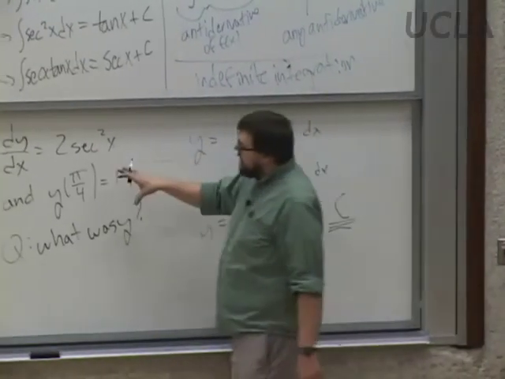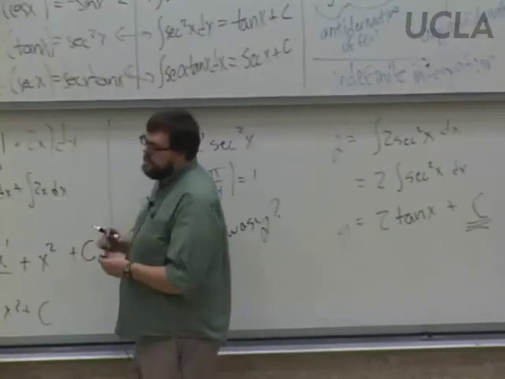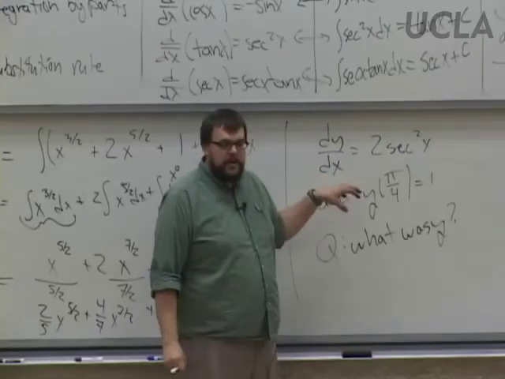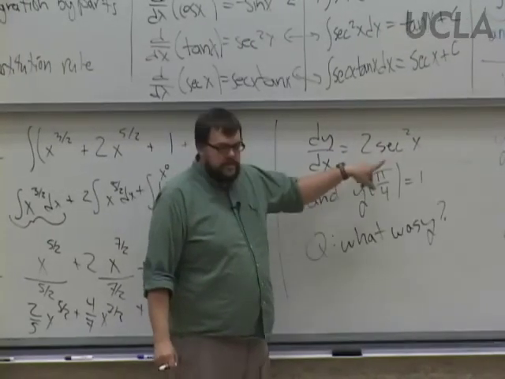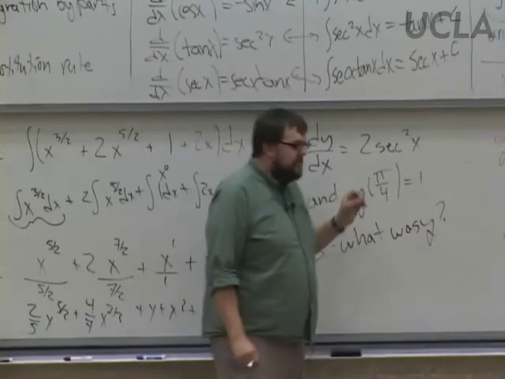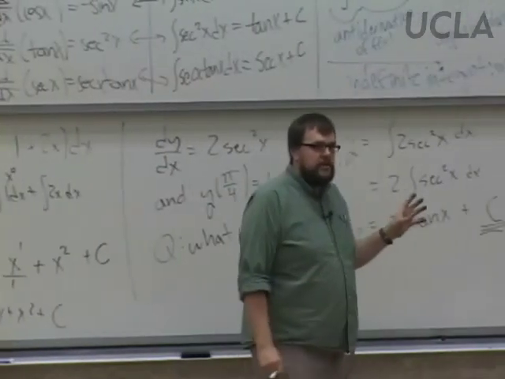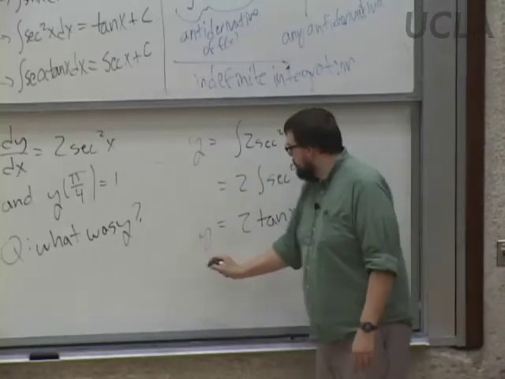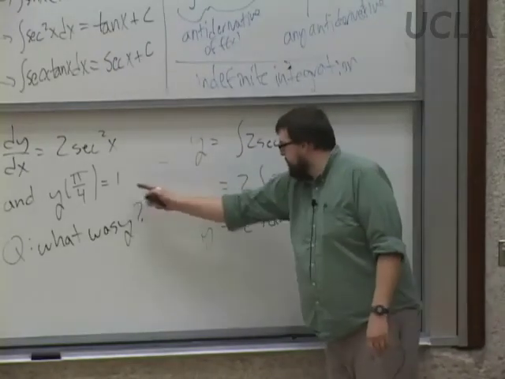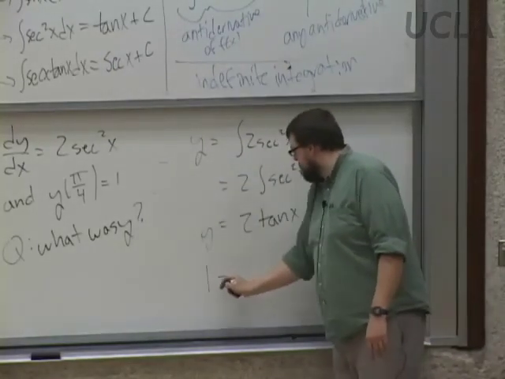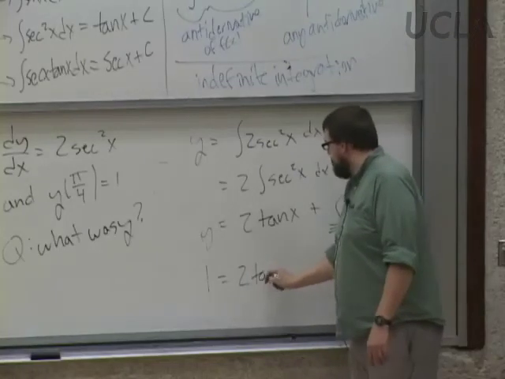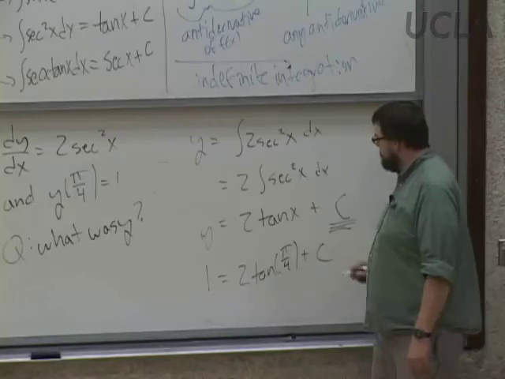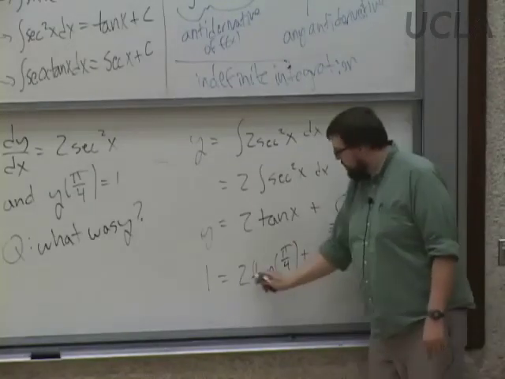But by saying I know a value, this is sometimes called the initial condition. By saying I know a specific value of y, for example, when x is pi fourth and y equals 1, that lets me say something about c. C is no longer arbitrary. In fact, what does c have to be? Well, this has to be true. So what I'm going to do is I'm going to plug it in. So y of pi fourth equals 1 says that 1 has to equal 2 times tangent of pi fourth plus c. What is tangent of pi fourth?